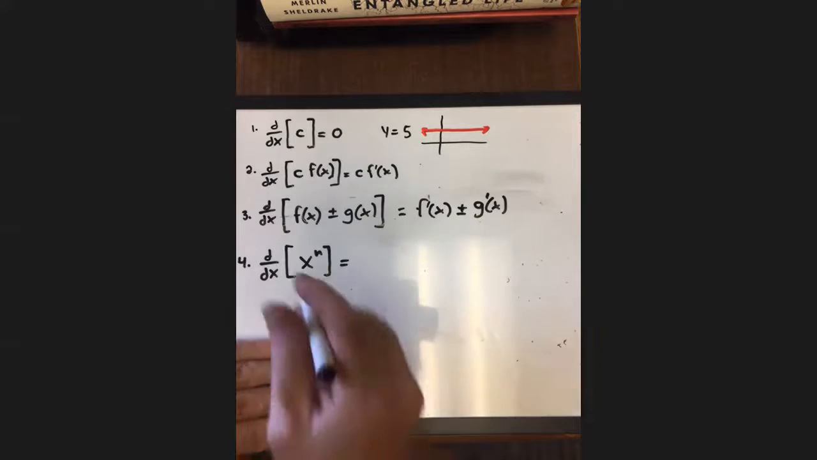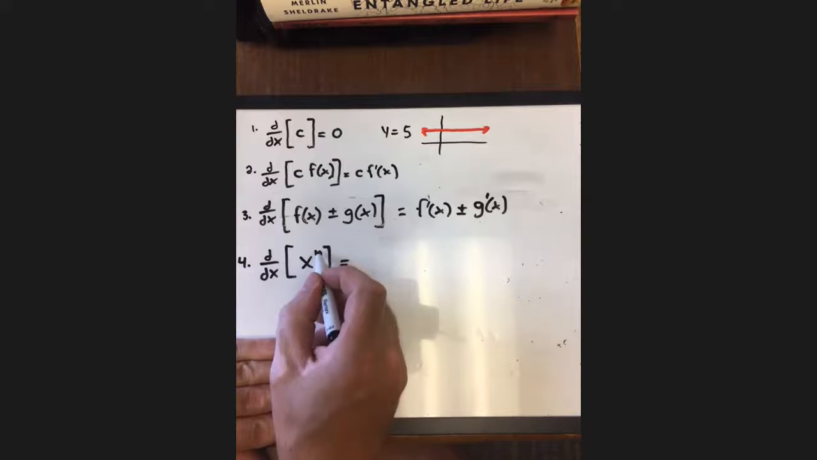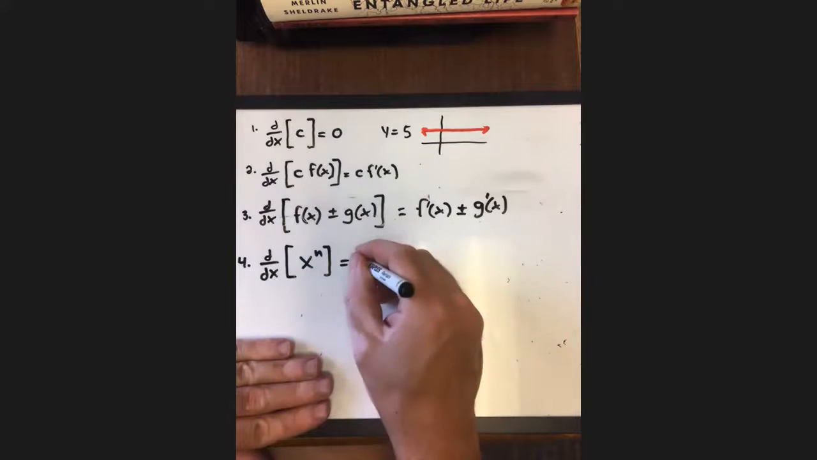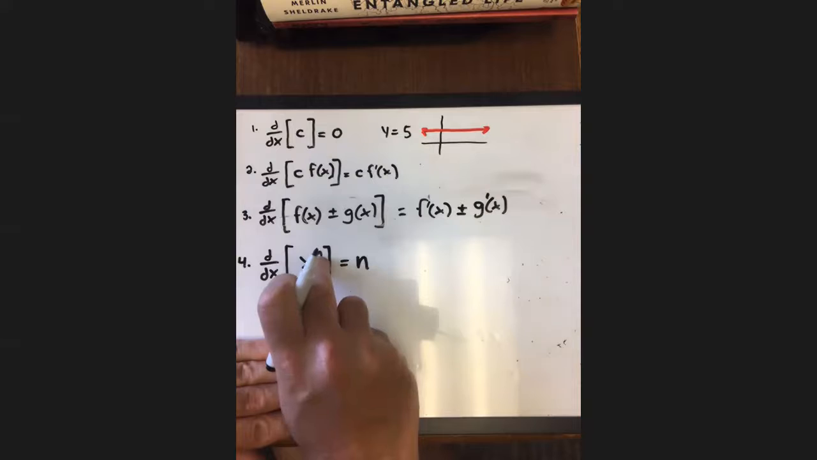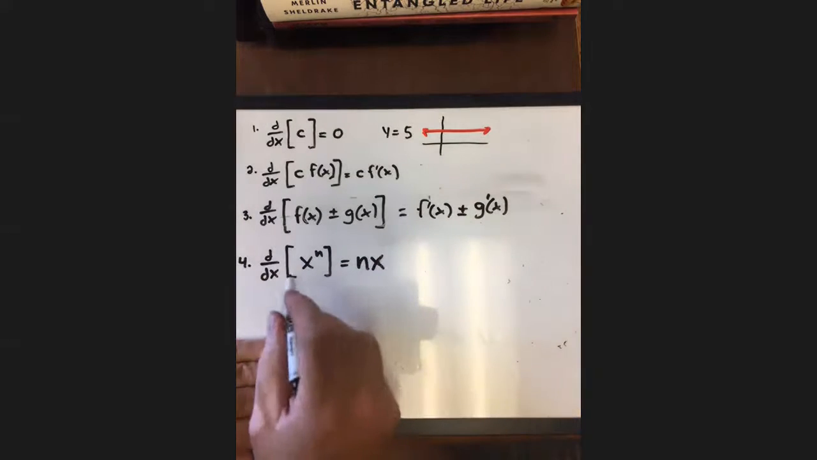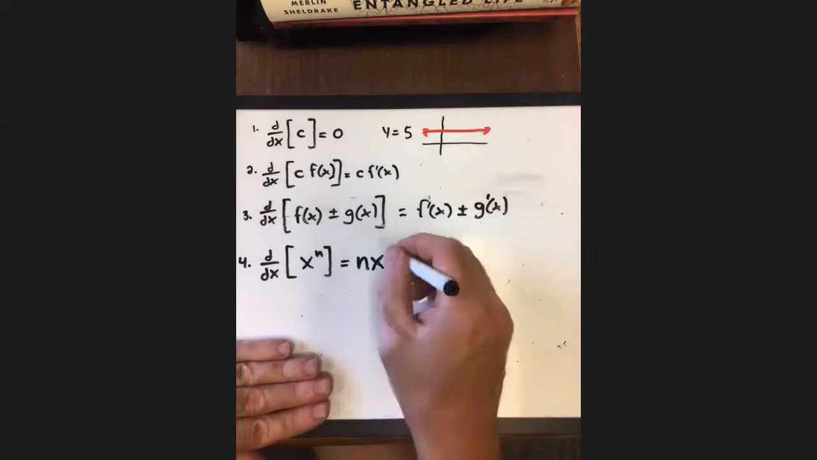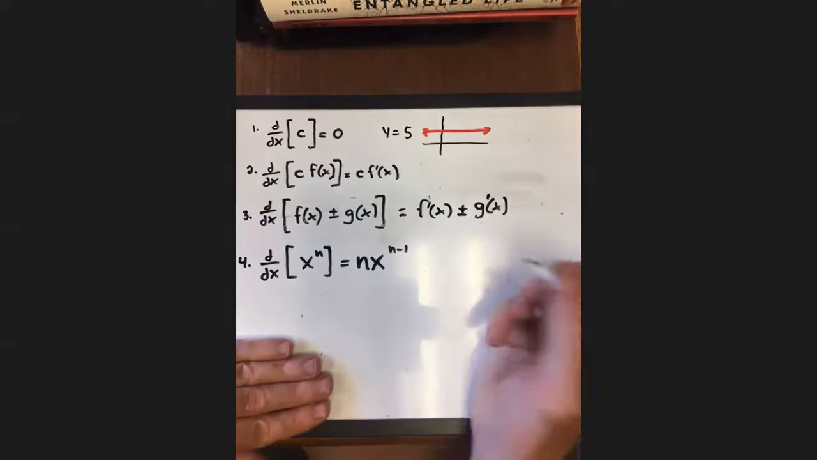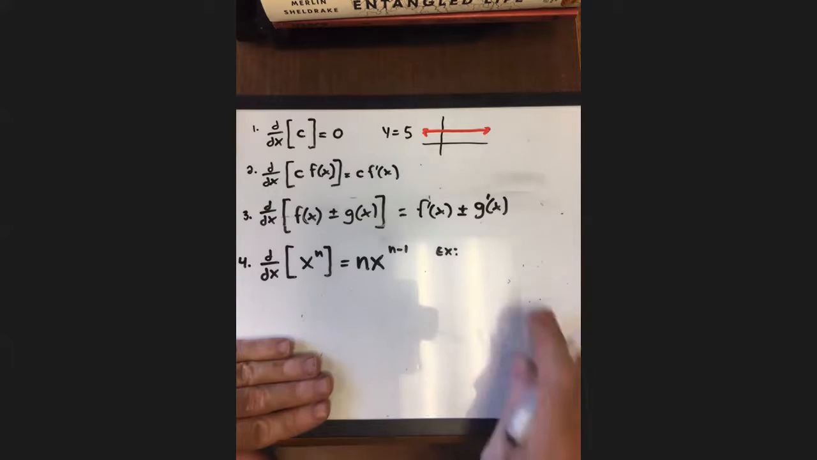The shortcut for taking derivatives of powers of x is we're going to take that power and bring it out in front as a coefficient. So we're going to multiply the whole thing by n, and then we're going to drop down that power by 1. So if the original function was f of x equals x to the n, then the derivative will be n times x to the n minus 1. And that's worth a couple examples just to make sure that that sinks in.